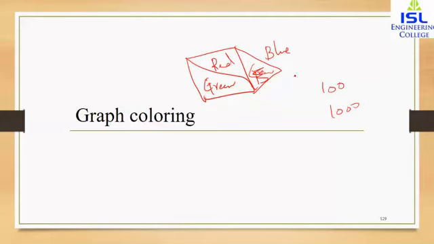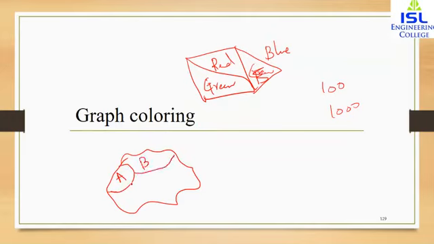So let's see that. Now suppose that we have a map in this way. I'm just randomly drawing some figure and partitioning it. So this is A, and A is connected to the regions B, D, and then we have C and E. Now, how can we convert this map into a graph?